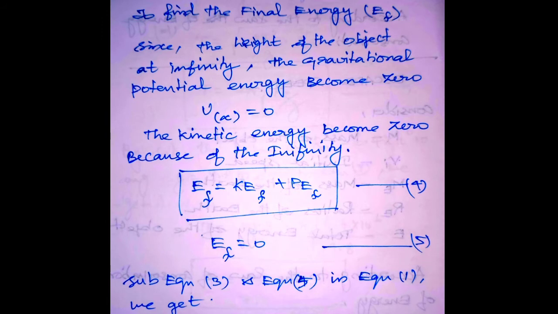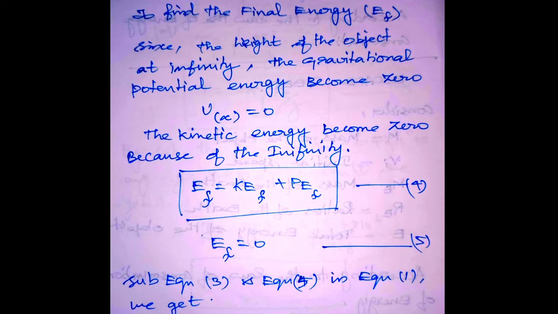Now coming to calculate Ef, that is the final energy of the object. Since now the object has reached a certain height above the Earth's surface, we don't know what the height is, so the height will be considered as infinity. According to the potential energy formula mgh, when h is infinity, the value should be 0, that is, the potential energy becomes 0.